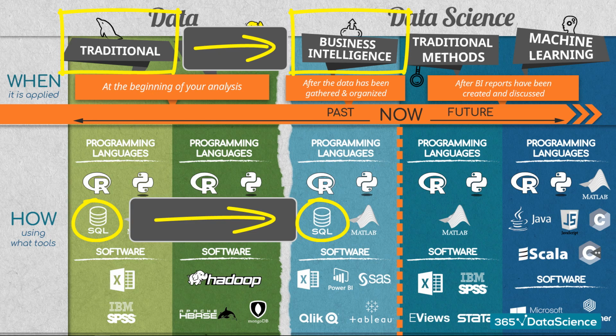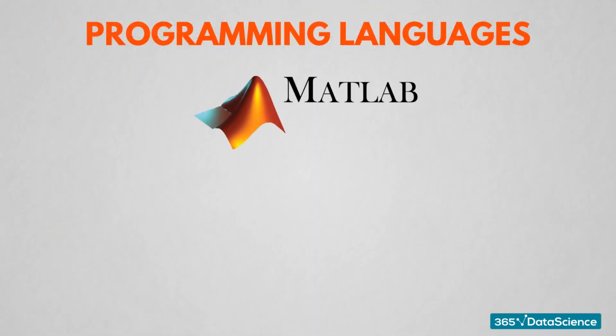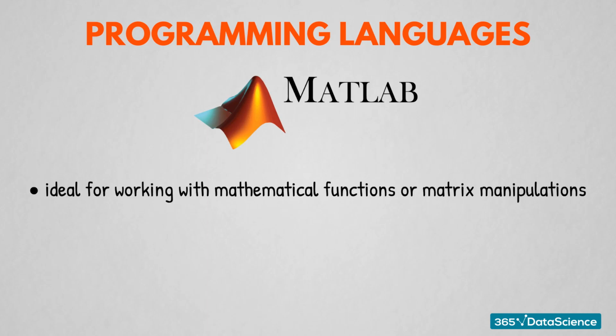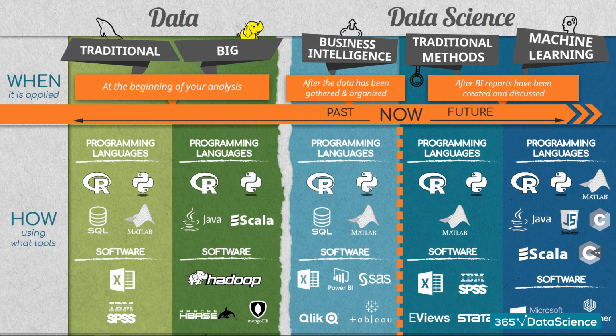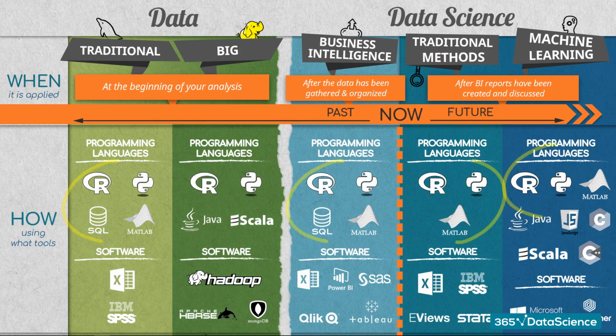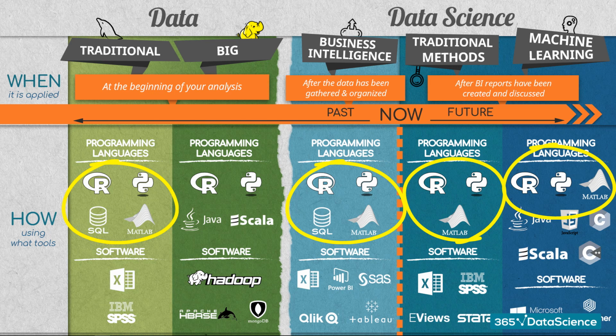Okay. When it comes to data science, mentioning MATLAB is inevitable. It is ideal for working with mathematical functions or matrix manipulations. That's why it is present in all categories except for big data. While respectable, MATLAB usage is a paid service, and that's one of the reasons why it is losing ground to open-source languages like R and Python. Either way, R, Python, and MATLAB, combined with SQL, cover most of the tools used when working with traditional data, BI, and conventional data science.